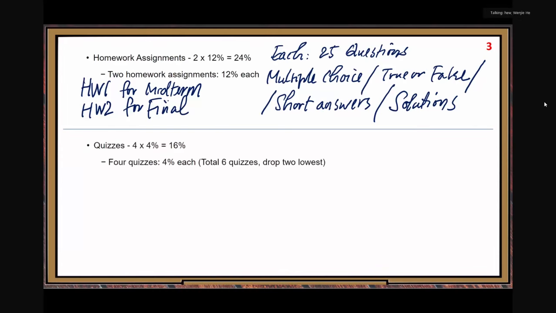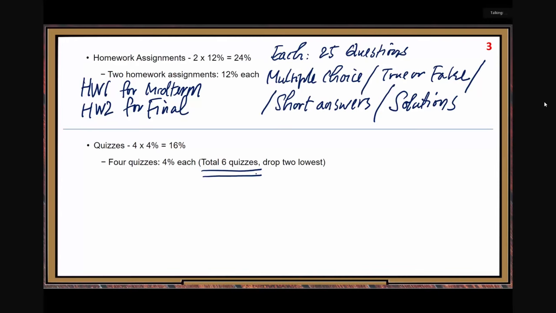Then, quizzes. I have 6 quizzes. Quizzes are also assignments. I use the Canvas tool to run the quizzes. So you have 6 quiz type assignments.